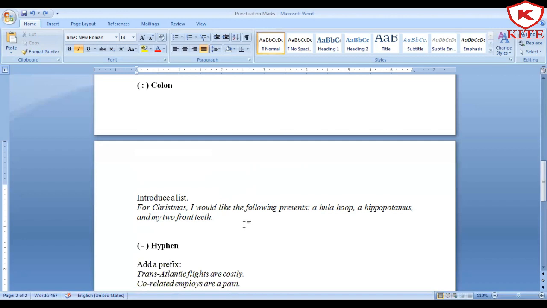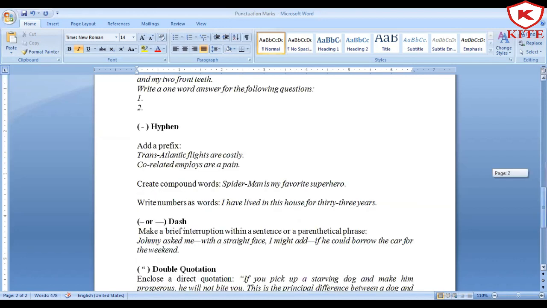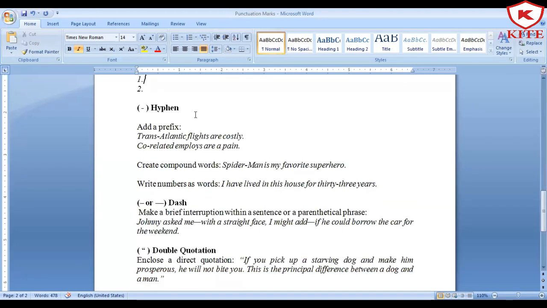You have witnessed colon in your question papers of your examinations. For example, write a one word answer for the following questions, and then there is a colon, and then you can find 1 2 3 4. There are many questions that are coming ahead. So whenever you're talking about a list, you make use of colon. Very easy. Going forward, hyphen. Yes, it is called hyphen.